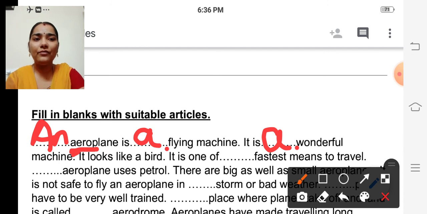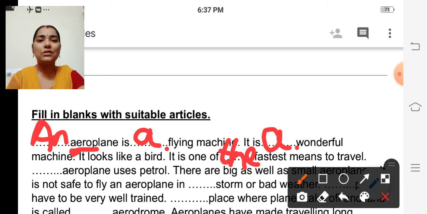It is one of dash fastest means to travel. Here they specified planes, a particular thing. So it is one of the most, like that. So it is one of the fastest. It is one of the fastest means to travel.